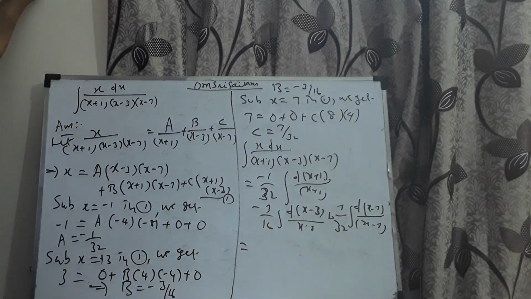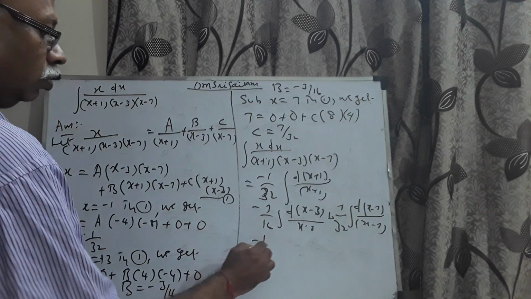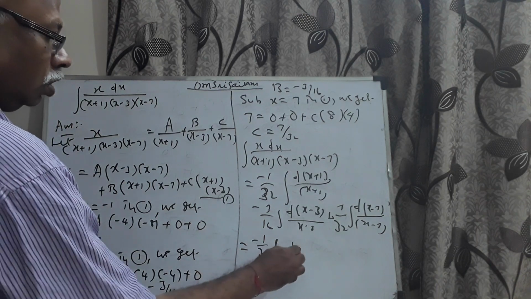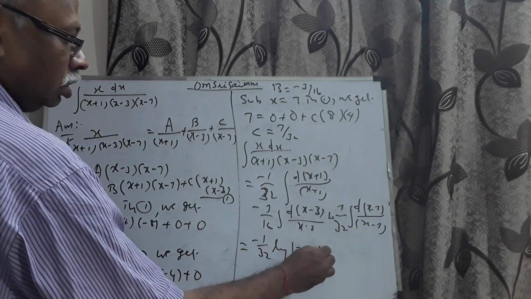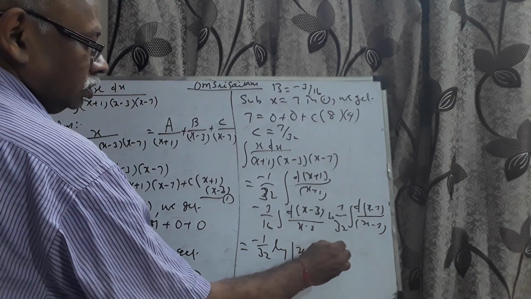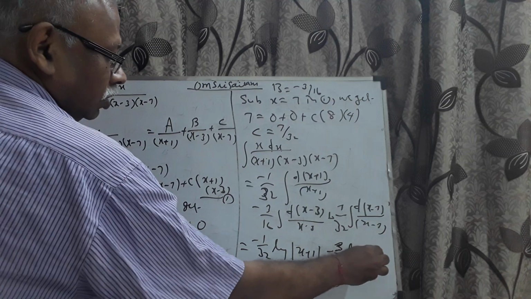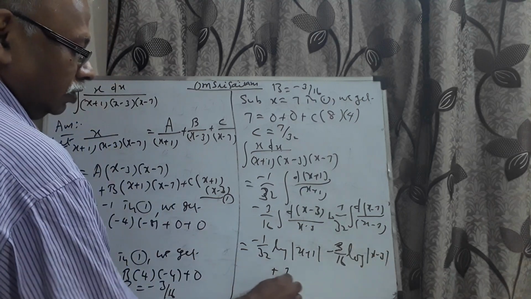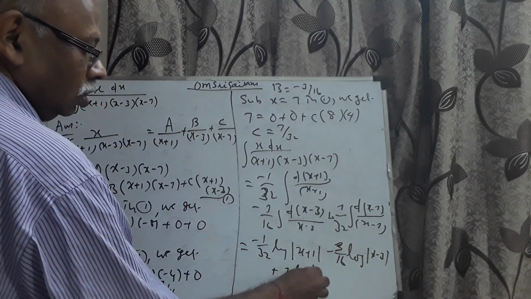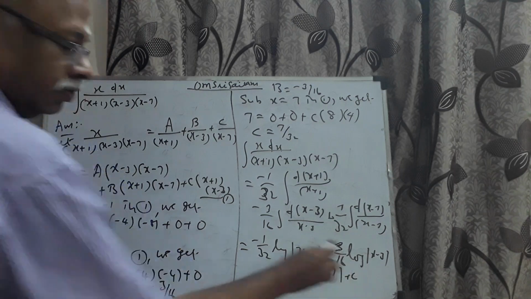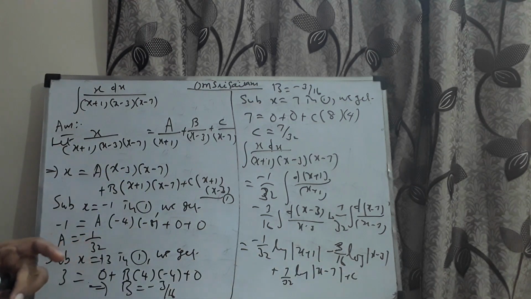Everything comes under dt by t format. Therefore it will be minus 1 by 32 log mod (x plus 1) minus 3 by 16 log mod (x minus 3) plus 7 by 32 log mod (x minus 7) plus c will be the final answer.